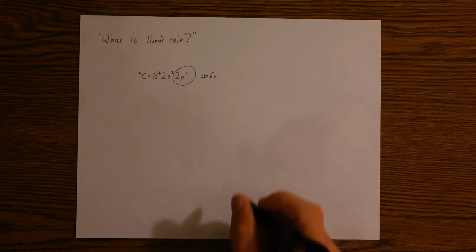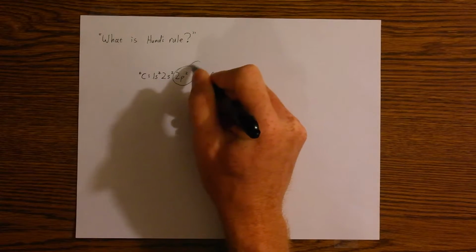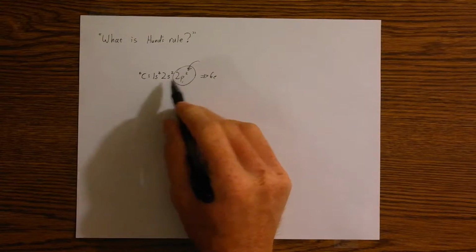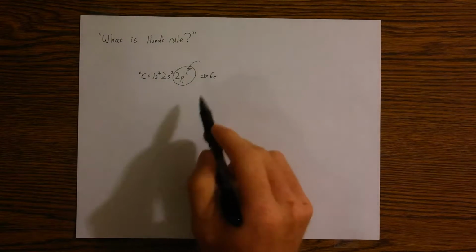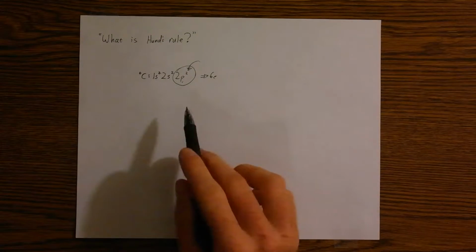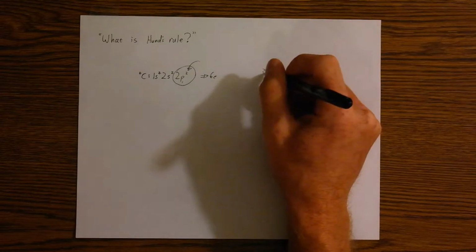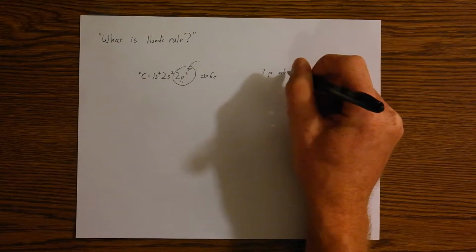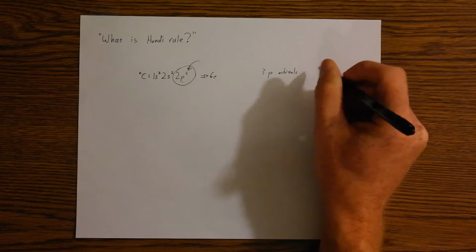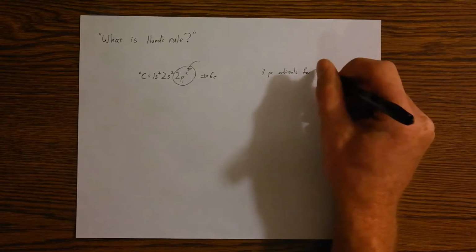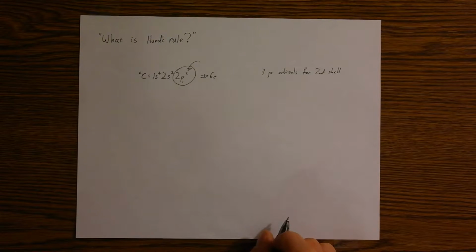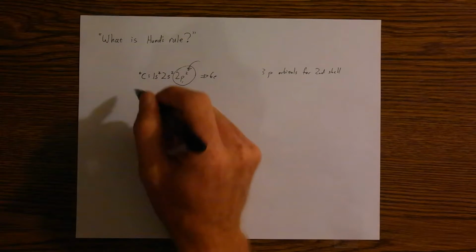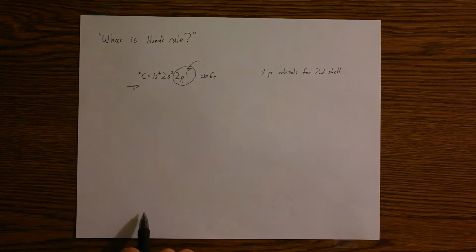So for carbon here, we see that we have 2 electrons in the p orbital of the second shell. How many p orbitals are there for each shell? Well, there's 3. 3 p orbitals for the second shell. Okay? I'm going to draw another configuration for carbon that follows Hund's rule and shows you what I mean by this.